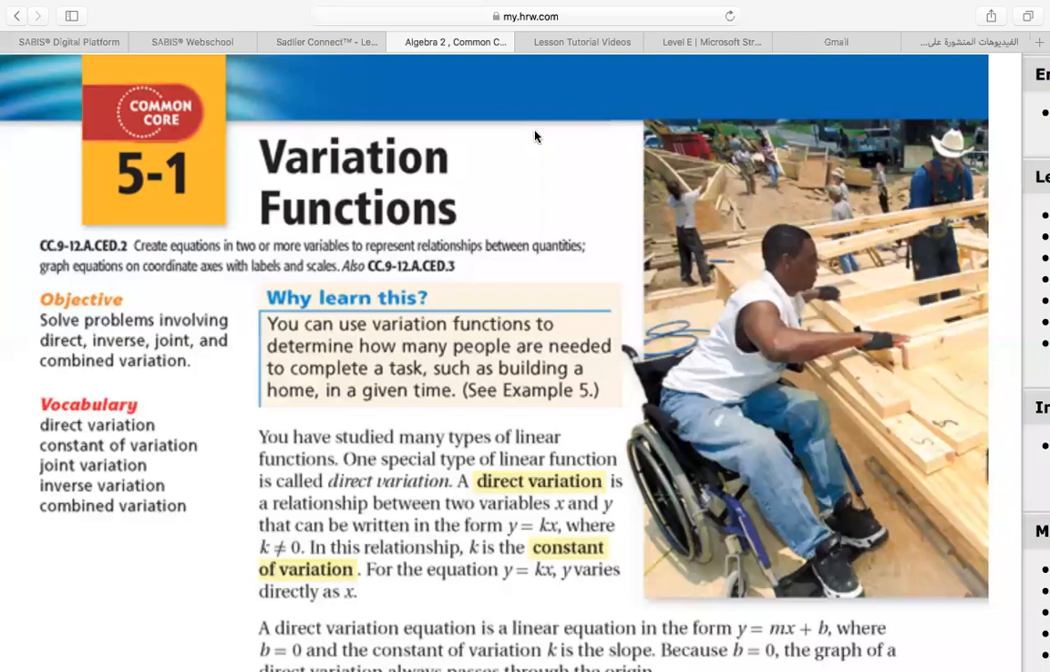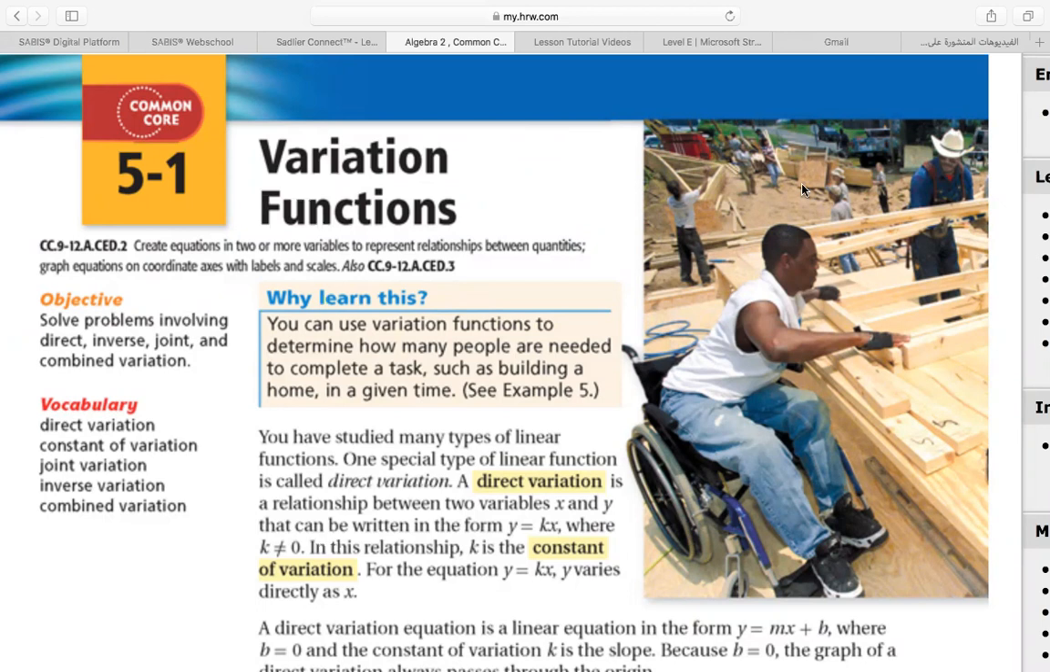Good morning, grade 9. Our lesson today is we're going back to Algebra 2. Our lesson is Chapter 5, Lesson 1, Variation Functions. You have studied many types of linear functions.